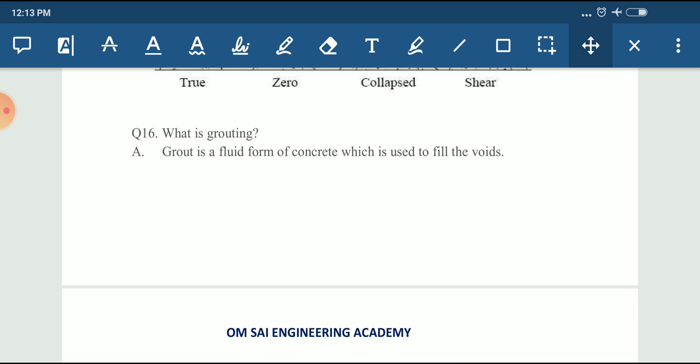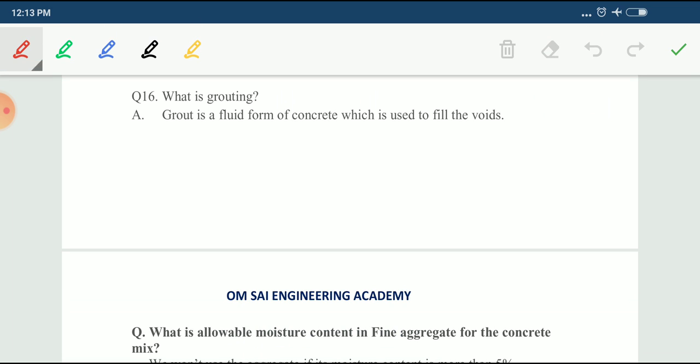What is grouting? Grout is a fluid form of concrete which is used to fill voids.